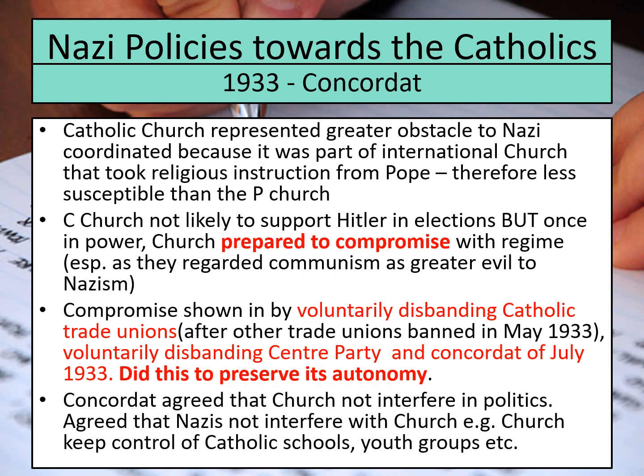Now, the Catholics were a smaller group in German society and made up about 32% of the population, or about 22 million people. Now, for the Nazis, they represented a greater obstacle to Nazi ideas because they were part of an international church that took religious instruction from the Pope, and therefore they were a greater threat for the Nazis because they were less susceptible than the Protestant church, which the Nazis were able to coordinate together to create the Reich Church. The Catholics generally were less likely to support Hitler in elections because they had their own party, the Centre Party, which had done quite well in the history of Weimar.